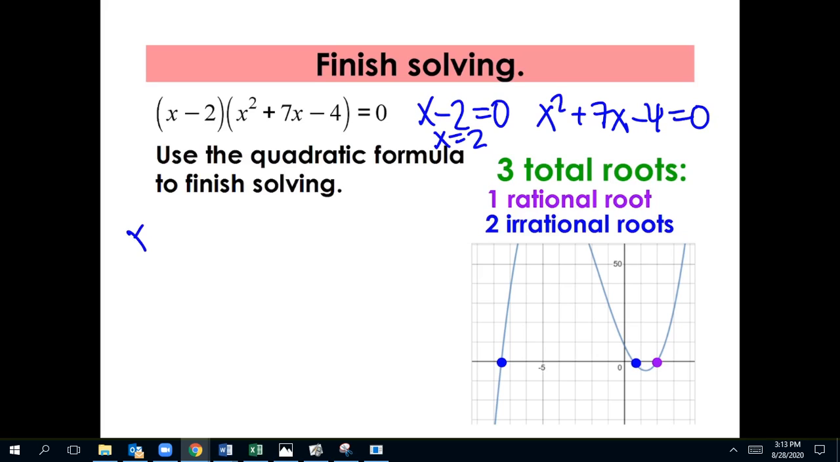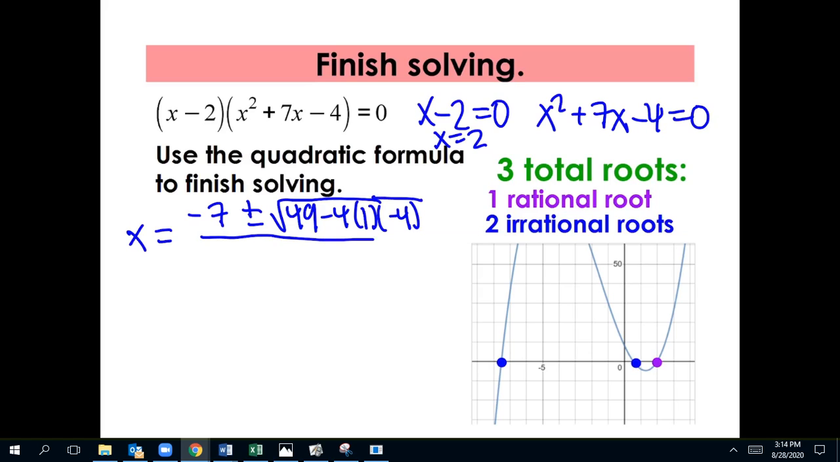So negative b plus or minus square root b squared minus 4ac all over 2a. All right, so we're going to do negative 7 plus or minus. This one's going to be 49 plus 16. So that would be 50 plus 16 is 66, so we'll do 65 all over 2. And then 65 is just 13 times 5. And so that is not something that I can reduce. And so that's actually just my answer.